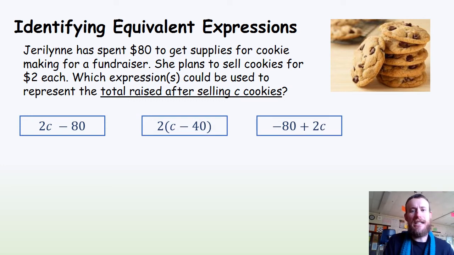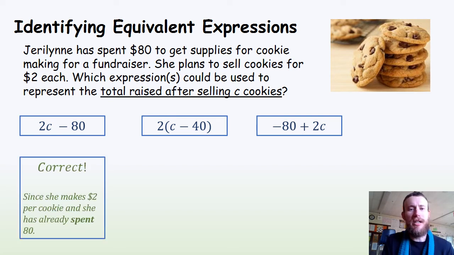2c minus 80, 2 times c minus 40, and negative 80 plus 2c. So you might think about these expressions. Do any of them represent how much she's raised after selling C cookies? So, probably at least one of them is, and this expression is correct.